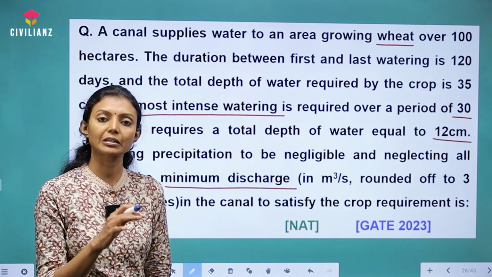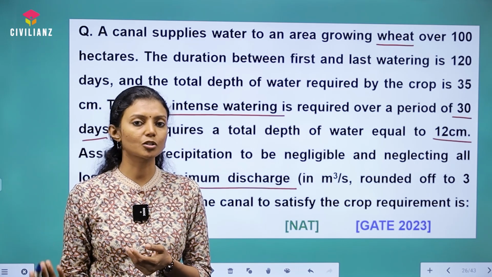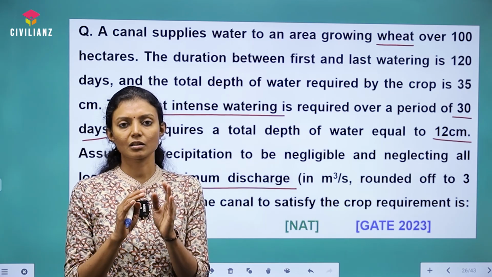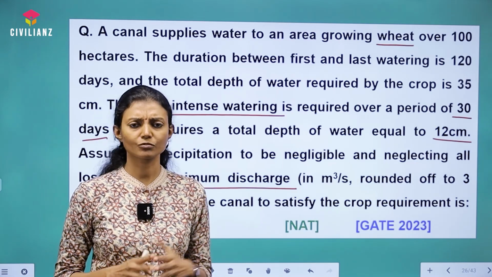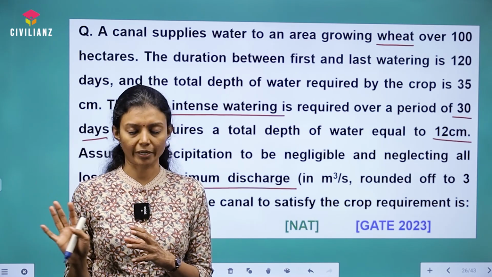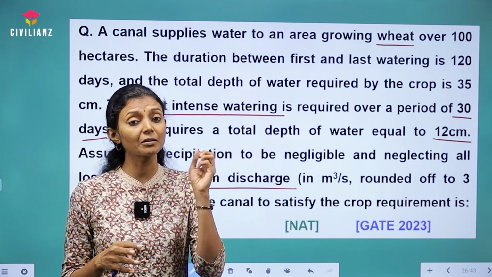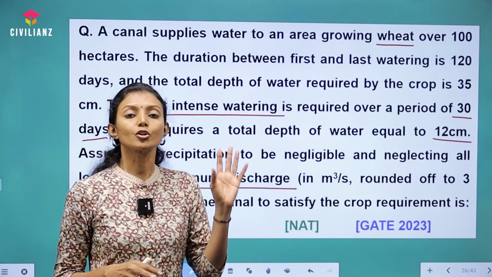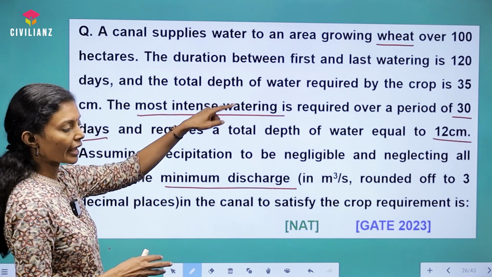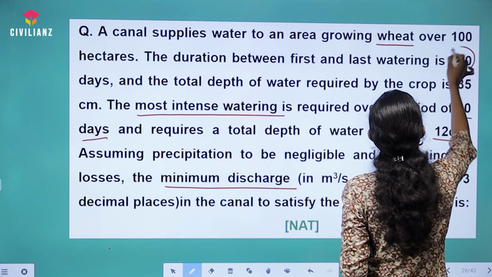The concept is we are supplying water to the field using a canal system. We are told that there is a period of intense watering for 30 days and the remaining days require normal watering. We are asked what should be the minimum capacity of the canal to satisfy this crop requirement. So we are going to divide the entire base period into 2 stages. What is the total base period? It is 120 days.